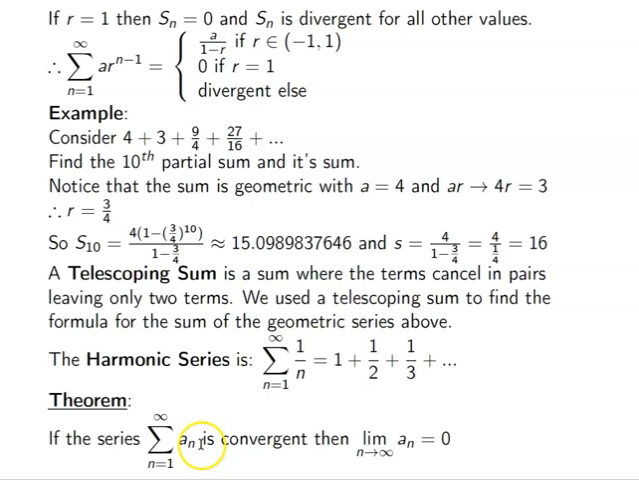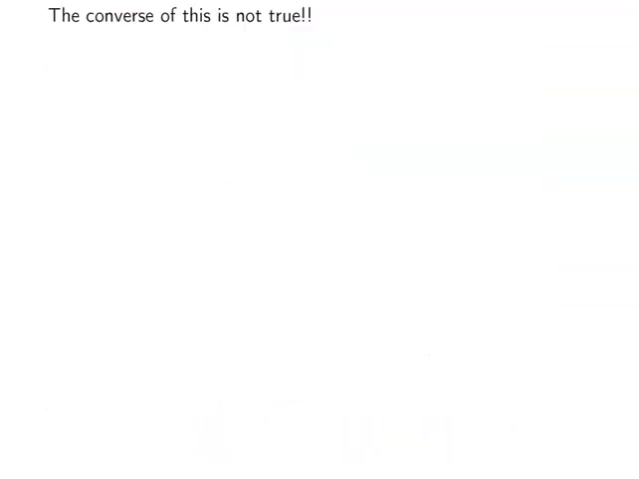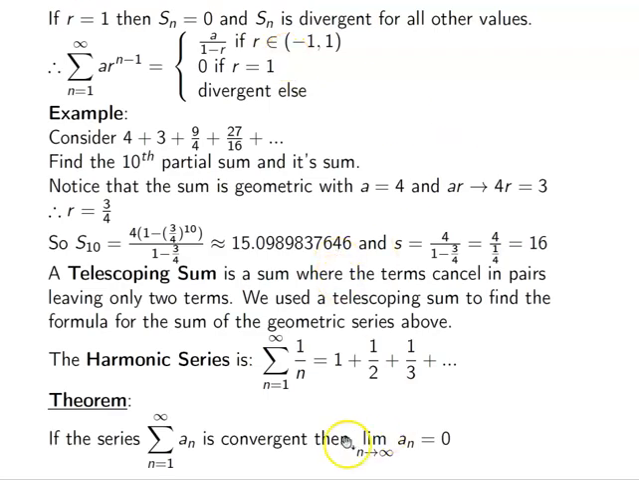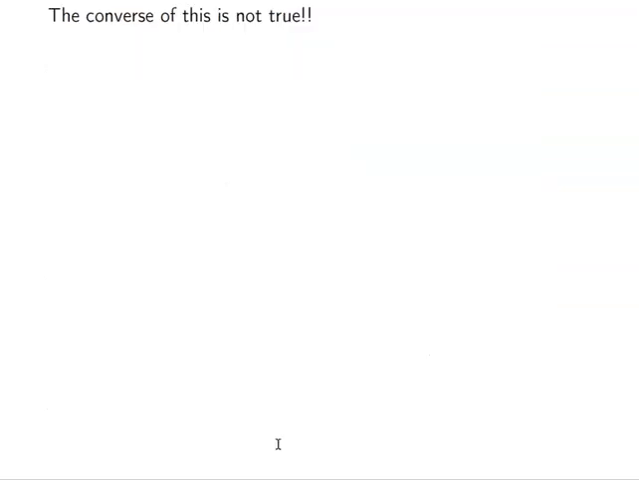So if it's convergent, then its terms will go to 0. The converse of this is not true. The converse means that if I'm looking at the limit of the sequence and it goes to 0, then it's convergent. No, false. Do not do that. It's a very common mistake that students make, and it leads you into a lot of trouble. You'll start getting a lot of stuff wrong, and you're like, "How come this stuff doesn't make sense?" It's because you're doing it wrong.